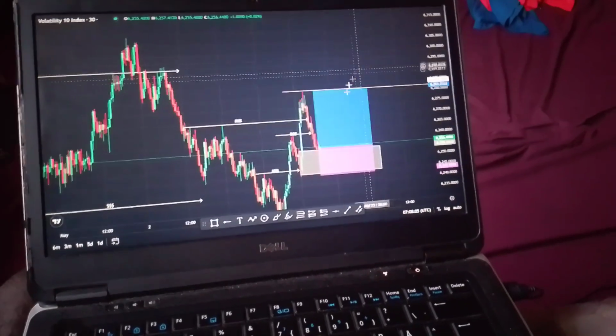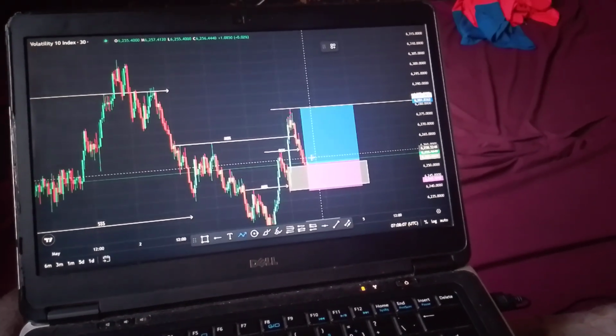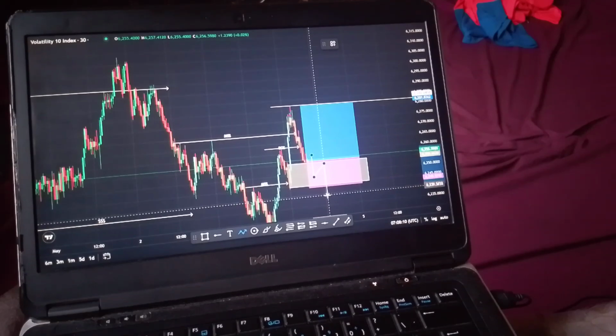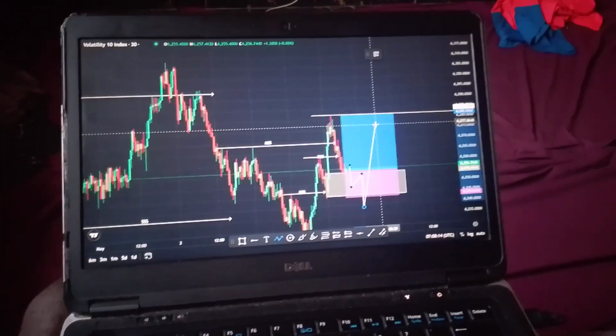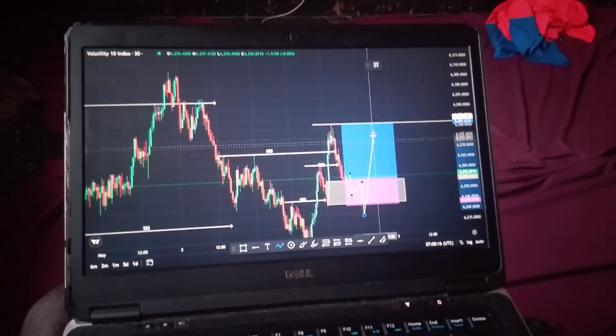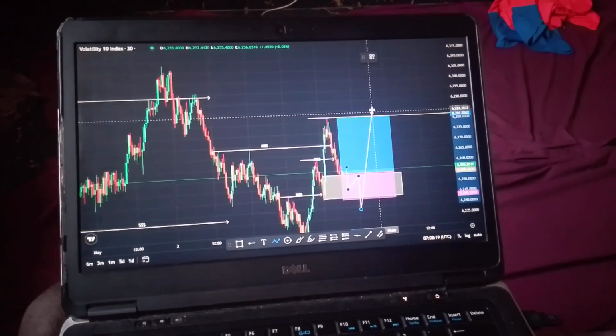If price comes down and stops me out before pushing, I will be very happy. Why? I am still bullish, so I will look for another re-entry. But for now, I do not change my bias.